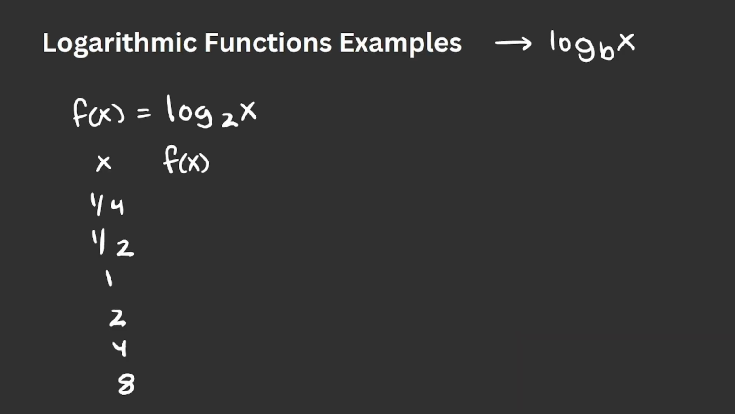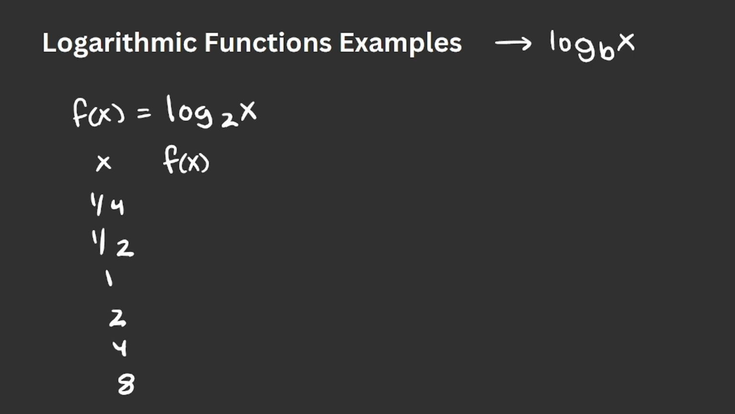So let's look at some examples of the simplest logarithmic functions, log base b of x. So my first function, log base 2 of x, my x values are 1 over 4, 1 over 2, 1, 2, 4, and 8. And this time, instead of applying my x to the function, I'm kind of working backwards. I'm asking myself, what exponent does my base have to be put to equal my x value?